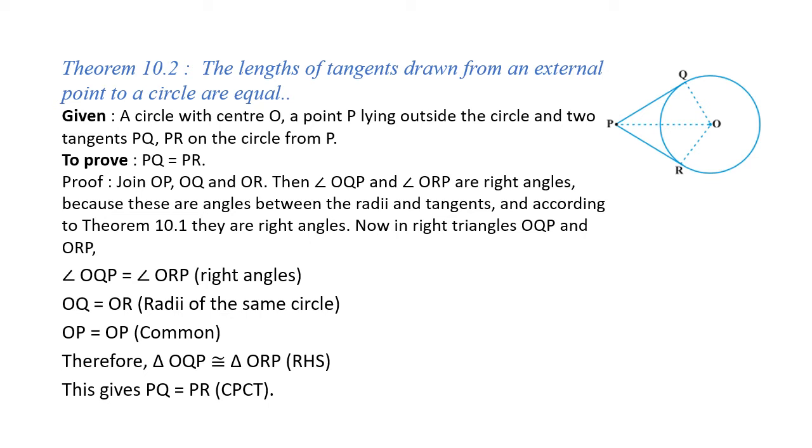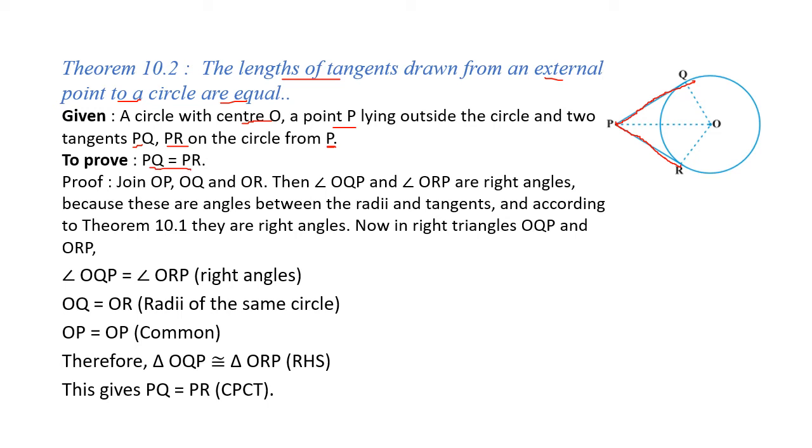What is the rule? First we saw that when the point lies outside the circle, there are two tangents possible. Here the two tangents are PQ and PR. Now we have to prove the length of the tangents drawn from an external point to a circle are equal. So here we have a circle with center O, P is a point lying outside and there are two tangents PQ and PR from the point P. We have to prove PQ equal to PR. This is what you have to prove.